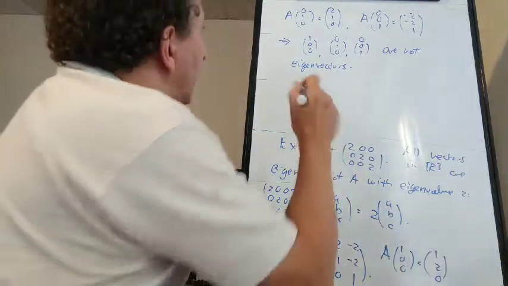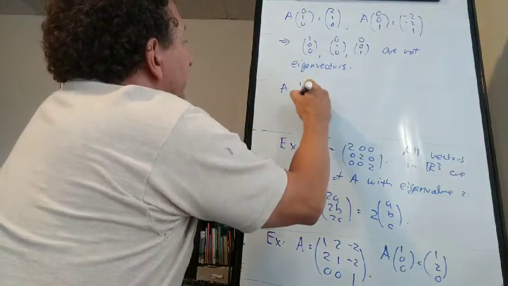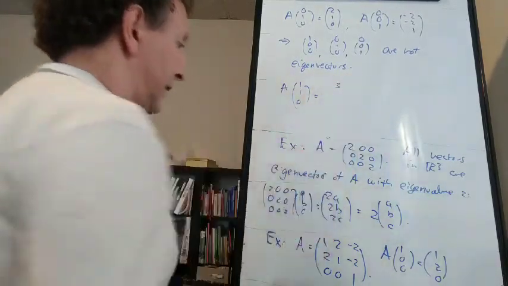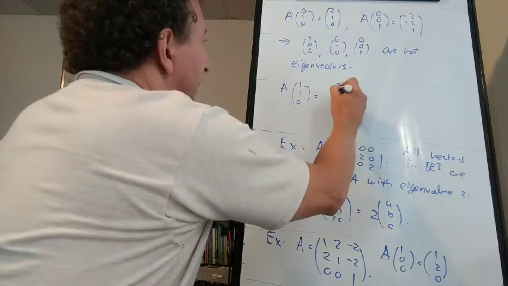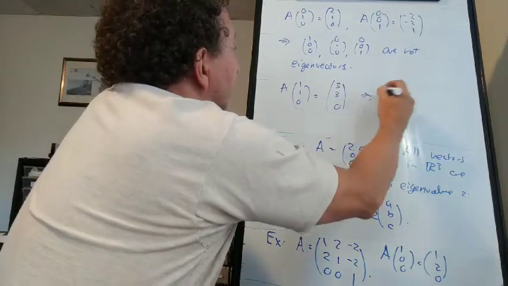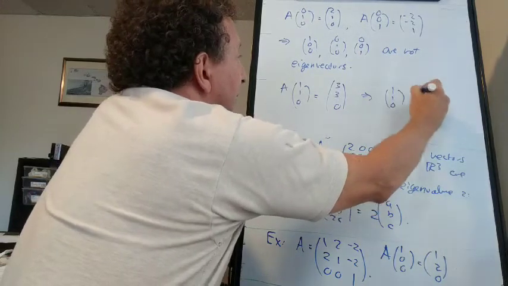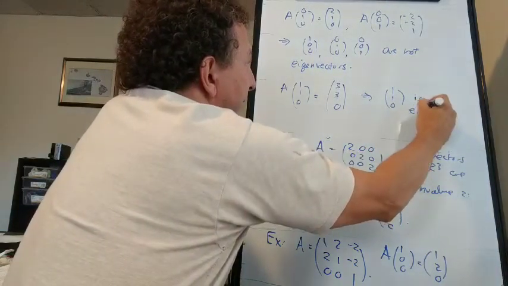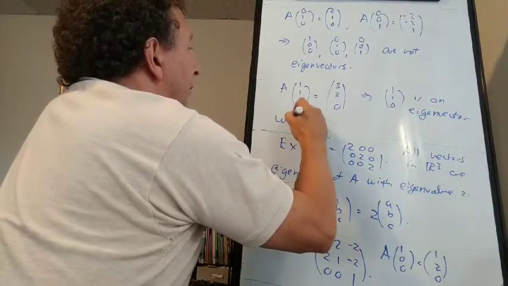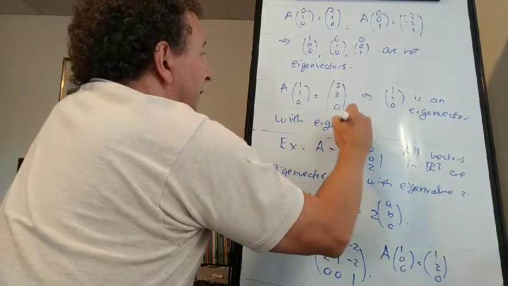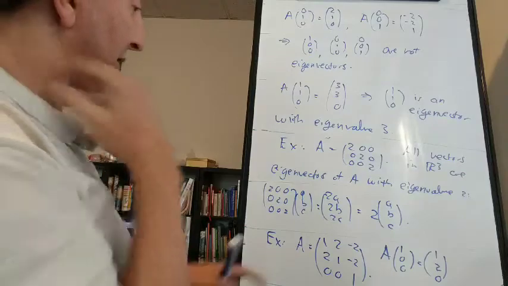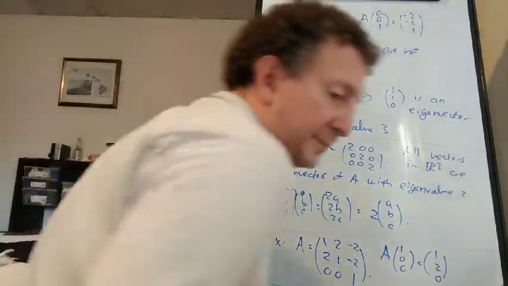But A times 1, 1, 0 equals 3, 3, 0. So that means that 1, 1, 0 is an eigenvector with eigenvalue 3. So there are some eigenvectors, they're just not the natural basis elements.